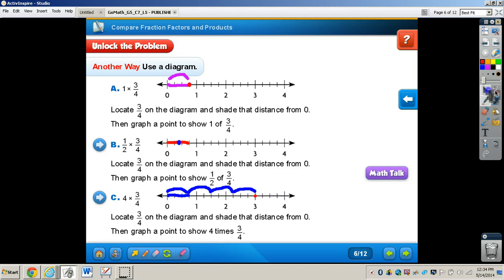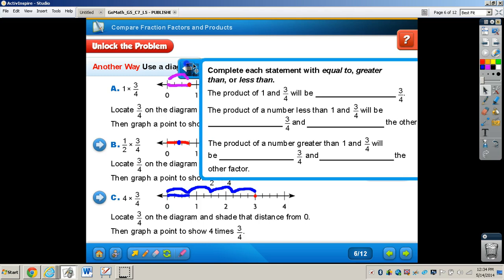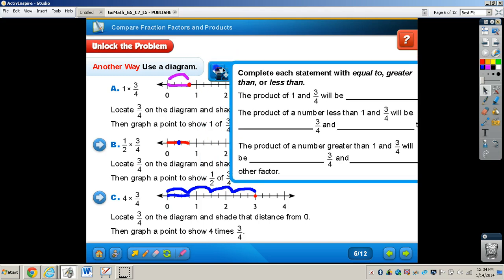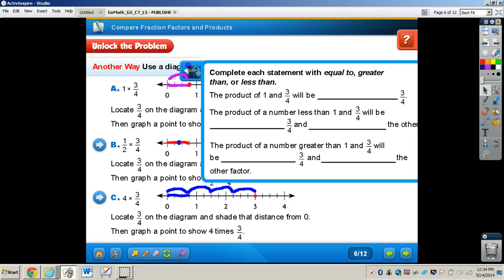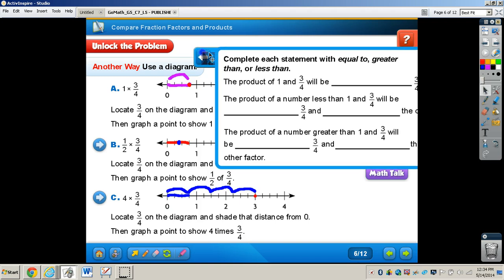Now let's take a look at the questions that they're asking us. It says the product of 1 and 3/4 will be blank 3/4: equal to, greater than, or less than. And we can easily see with letter A that it would be equal to. So we'll write here equal to. So that's equal to 3/4. We can see right there, our point is right at 3/4.